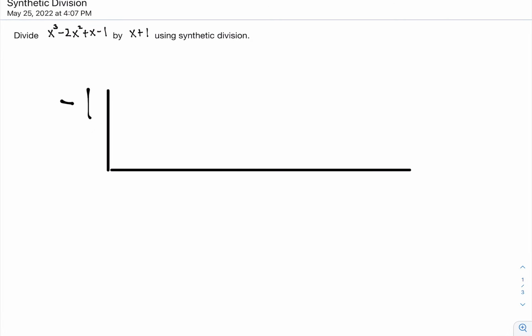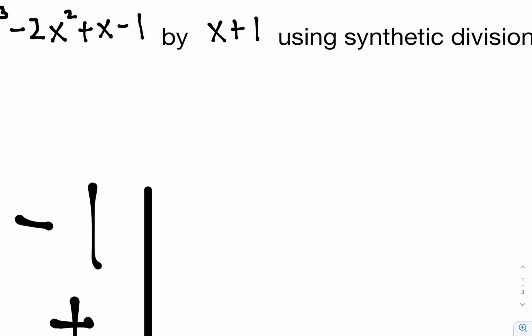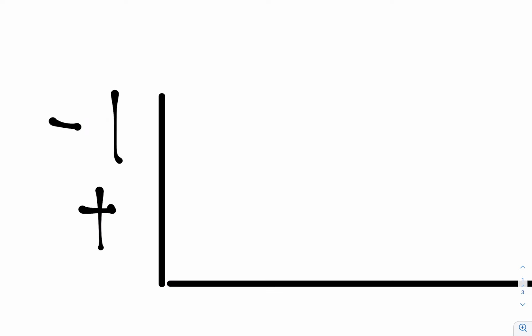So on the side of our vertical bar here, we're going to put negative 1. If we take the negative of what's beside the x, this is going to be a plus here. You can do it the same way if that confuses you. You can do positive 1 on the side, and if you do positive 1, you just have to make sure that this is a subtracting sign.